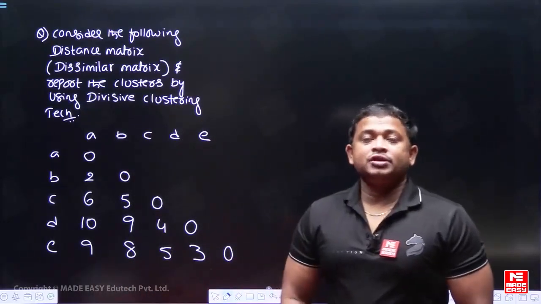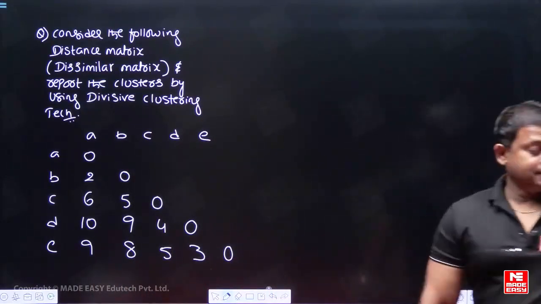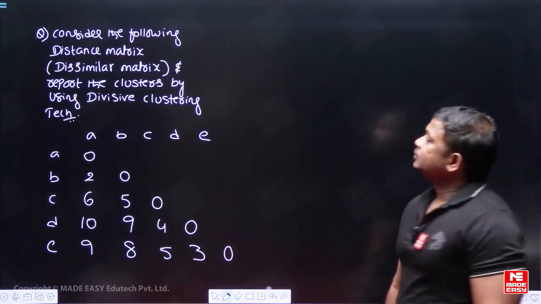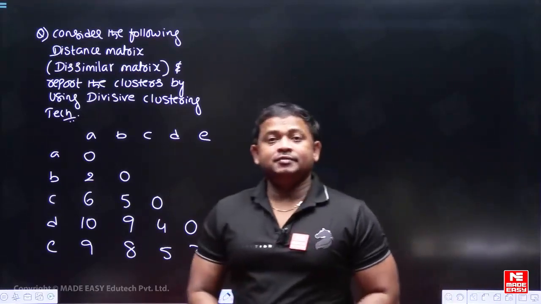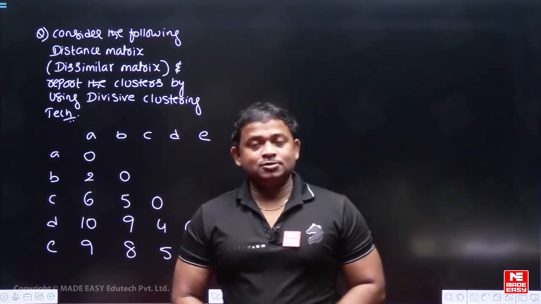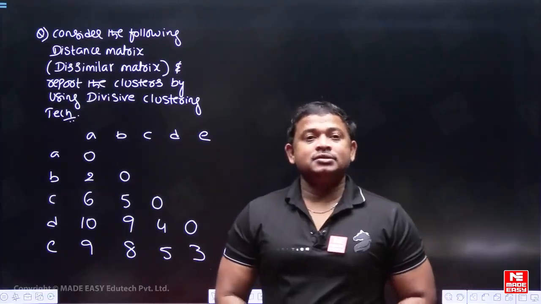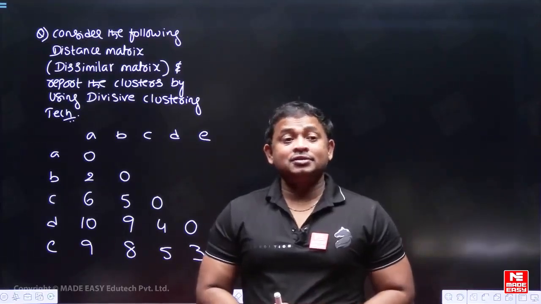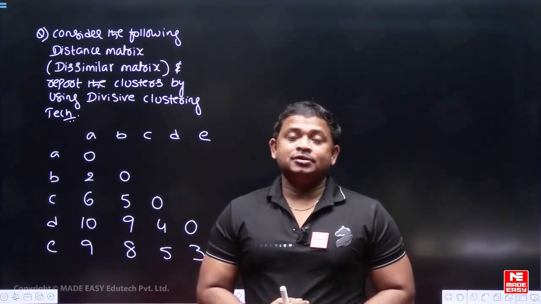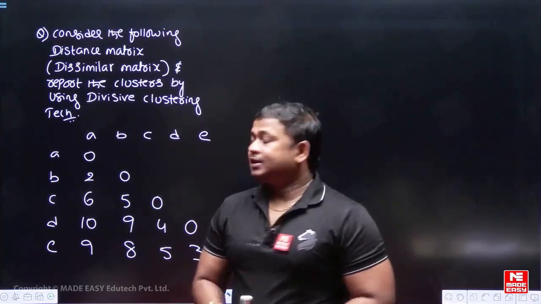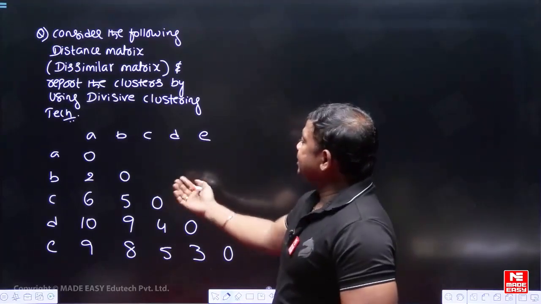This is the question, students. Please identify the question. In the question, a distance matrix is given. The distance matrix is also called the dissimilarity matrix. It tells us how much dissimilarity, how much distance, is present from one cluster to another.